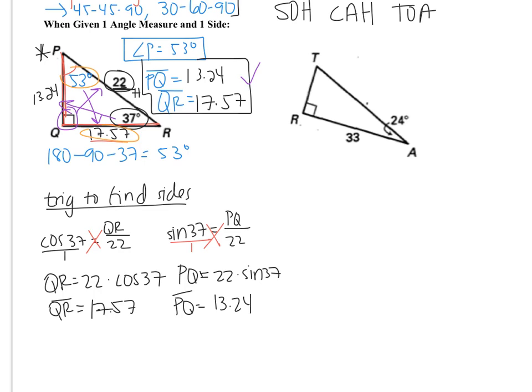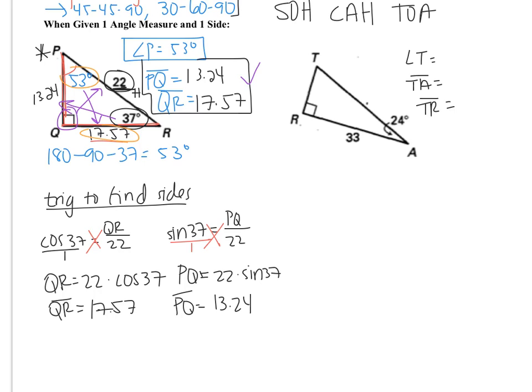Okay, so that was the first problem. I'm going to do another problem with you, just so that we get the hang of this again. Okay, so in the triangle to the right, there's three things that we need to find. We need to find angle T, we need to find side TA, and then we need to find side TR. Okay, so I'm going to start with angle T. I normally like to start out with the object that I only need to find one of. So in this case, I need to find one angle and two sides, so I'm going to start out with that one angle.